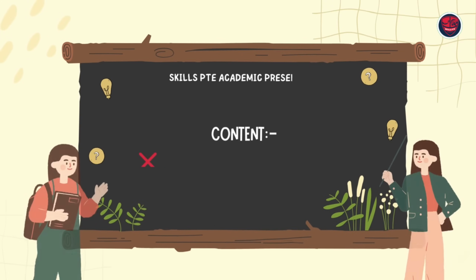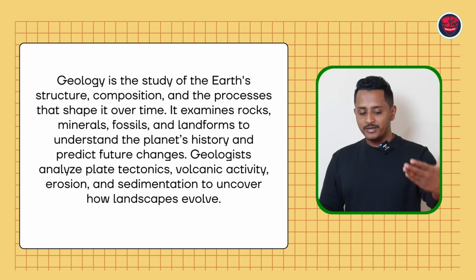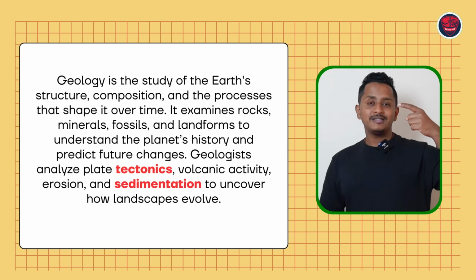But the simple trick, the hidden thing is content is not a priority in the read aloud. Content definitely gives marks to reading and speaking both. But even if you miss one or two words, 2-3 words, it's absolutely fine as long as you maintain the rhythm. Let me give you a small example on what exactly I'm talking about. This is the read aloud, and there are two difficult words. Let's say, for example, the tectonics and sedimentation.